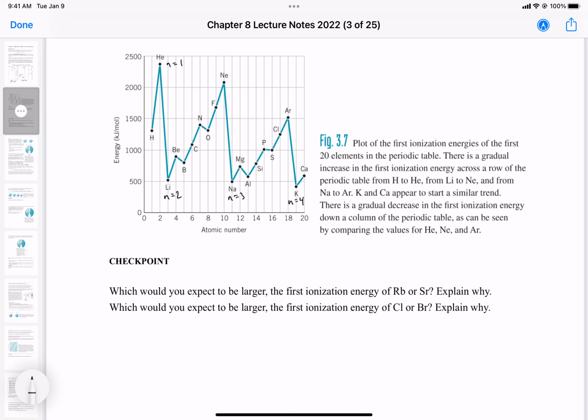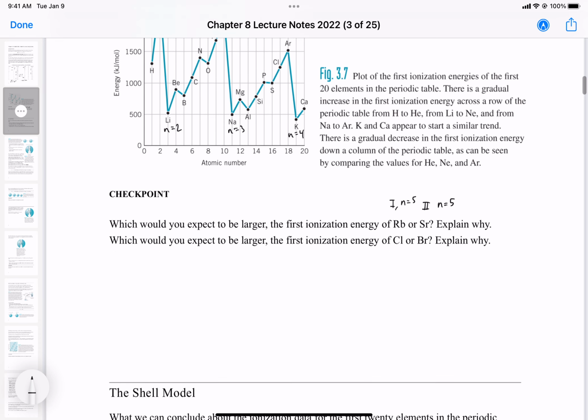So if we look at strontium, it's in group 2, and rubidium is in group 1. Looking at a periodic table, rubidium is in group 1, and we have n equals 5. It's in the 5th energy level. And then strontium is in group 2, the same energy level, n equals 5. So they're in the same energy level, but they're in different groups. They're right next to each other.